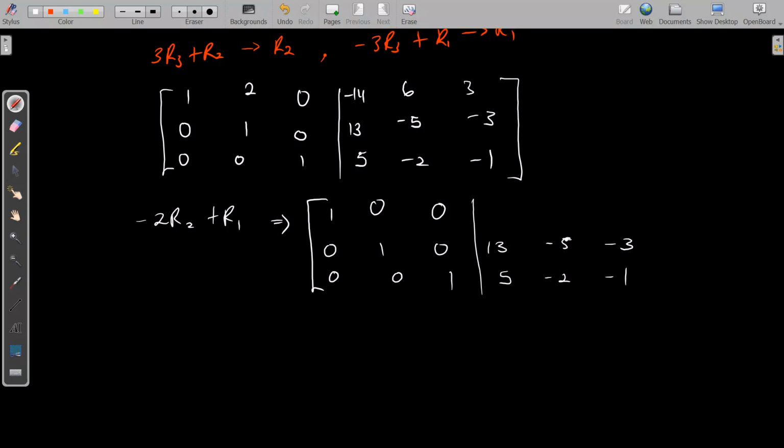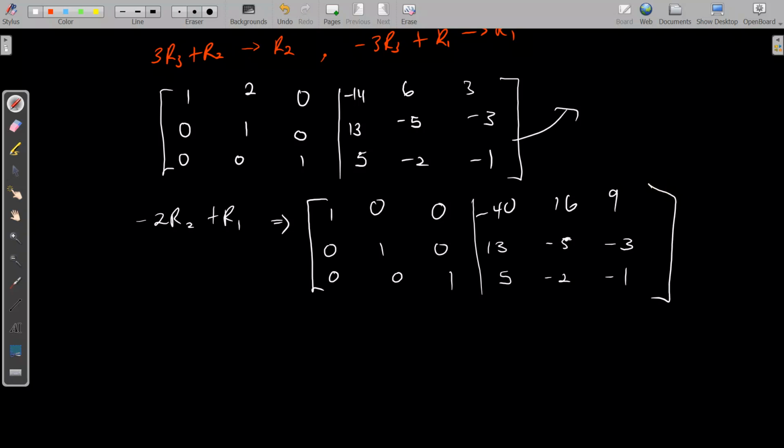And then when you come to the right side of the augmented matrix, what I did was negative 2 times row 2, right? So negative 2 times 13 is negative 26, plus negative 14 is negative 40, and then negative 2 times negative 5 is 10, and then when you add it to 6, you're going to get 16, and then negative 2 times negative 3 is 6, plus 3 is 9. Okay.